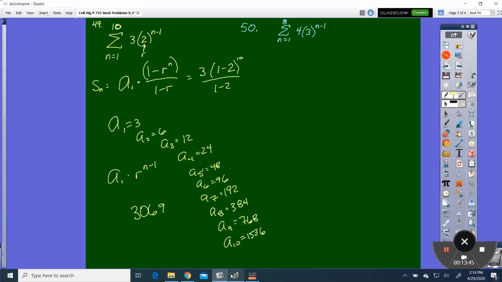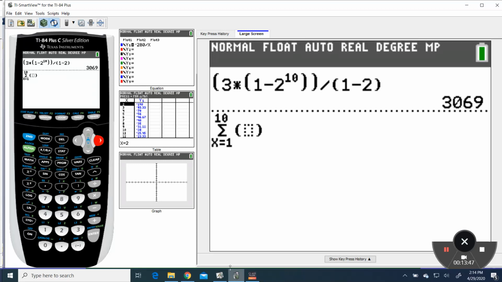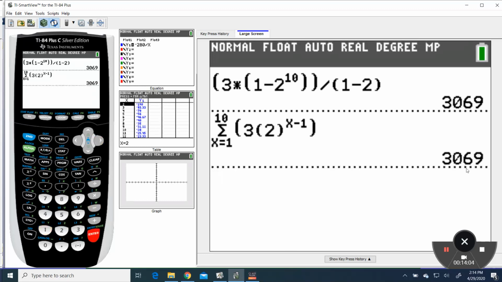And it has 3 parentheses, 2, n minus 1. So 3 parentheses, 2 power. I'm not using n, I'm using x minus 1. Then I move it over here, get out of that parenthesis, and I hit enter. And it gives me the same answer. Okay? So a little bit easier.